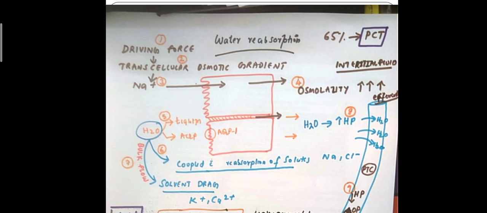Next is about water reabsorption. We all know that there is obligatory and facultative water reabsorption, and 65% of water reabsorption occurs in the PCT. And what is the driving force? The transcellular osmotic gradient. That is, the sodium which is reabsorbed along the apical membrane to the interstitial fluid ultimately creates high osmolality in the interstitial fluid.